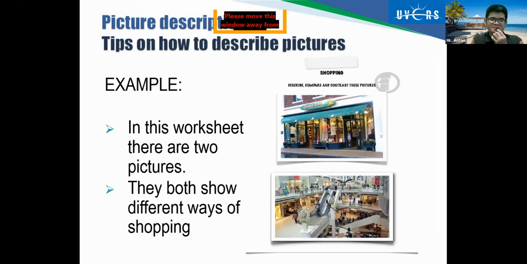Okay, this is the example. I give you the example by using 2 pictures. Later, I will give you the example by using 1 picture. Okay, now we start with the 2 pictures. If you use 2 pictures here, you should use pictures of the same topic.